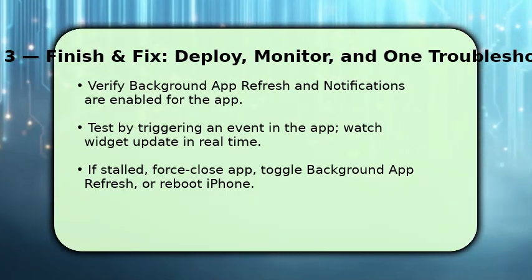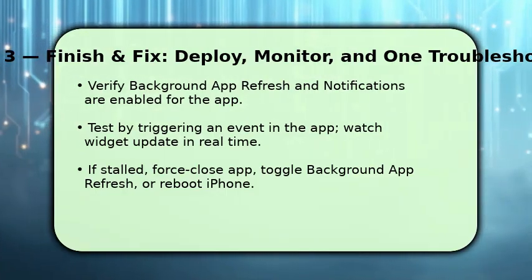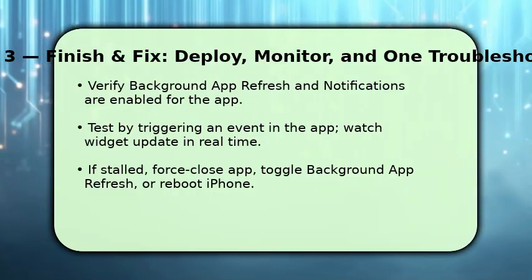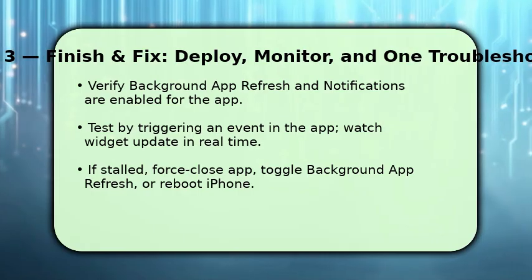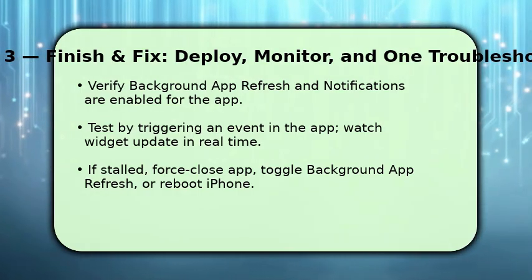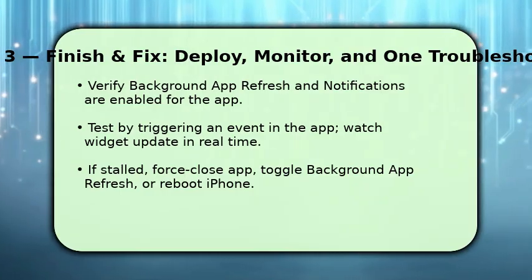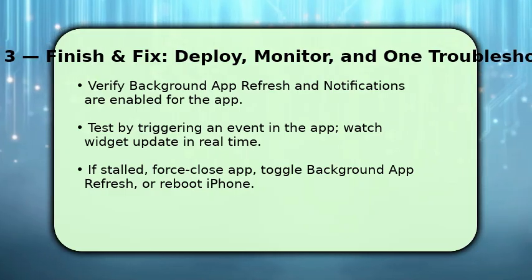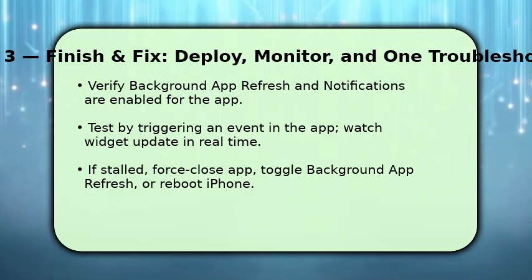Then generate a test event inside the app or wait for natural updates and watch the widget update in real time. If the widget stalls, force close the app, toggle background app refresh off and on, and reboot the iPhone if needed. If issues persist, check app updates. Developers often fix live activity bugs in recent releases.